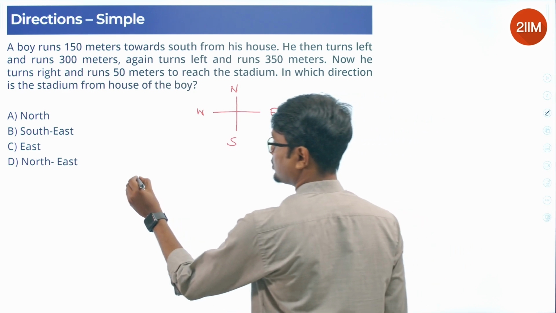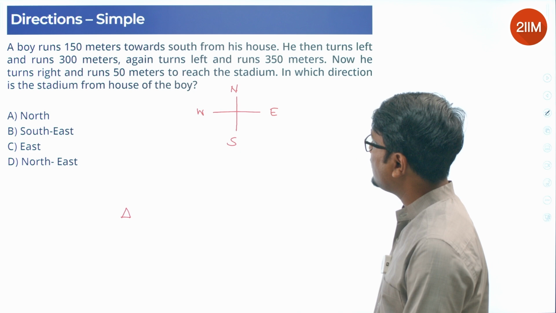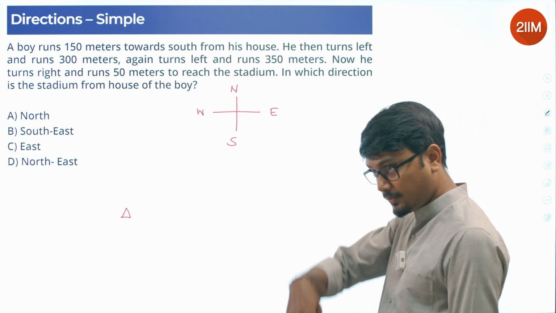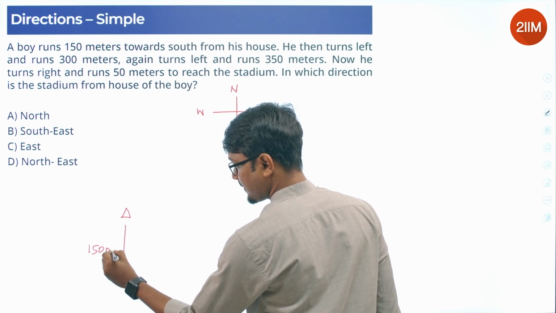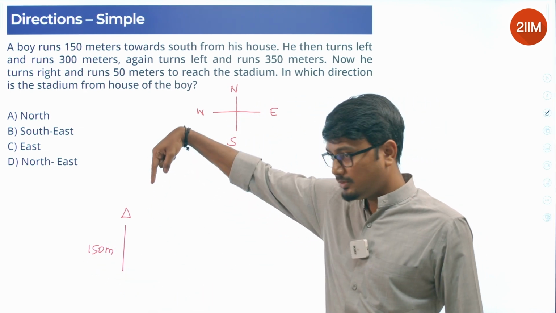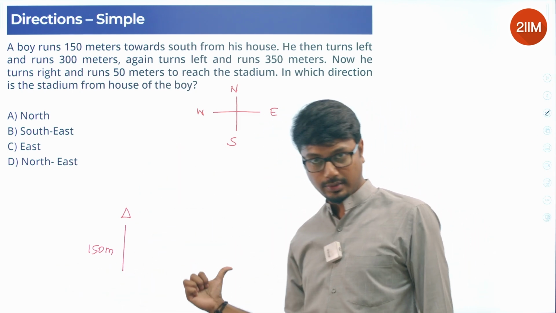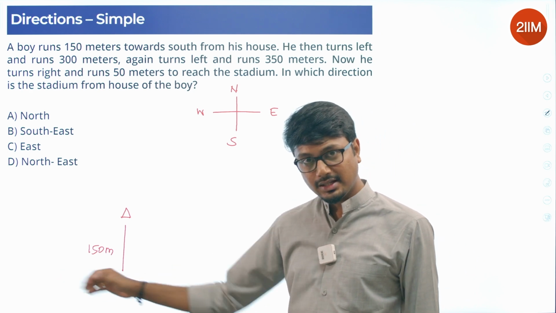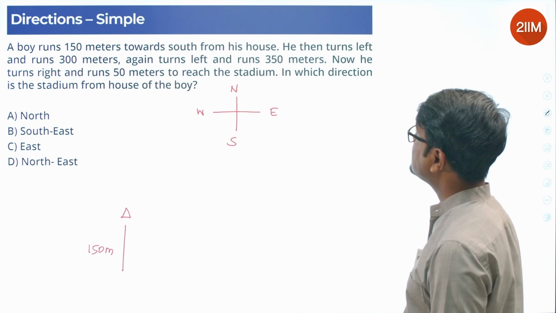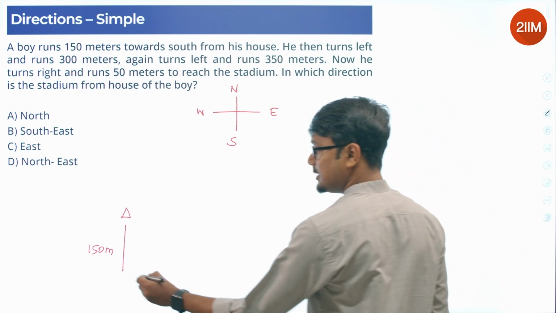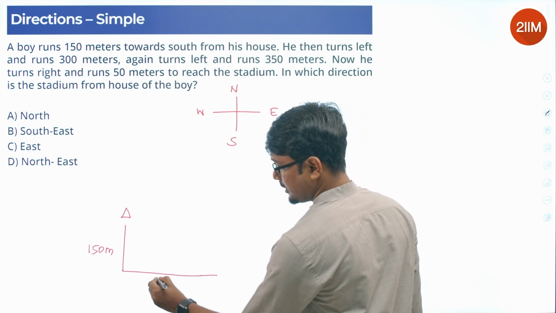Let's say the boy's house is here. That's his house. He runs 150 meters towards south. So he goes here, 150 meters. When he goes in this direction, south, right would be this way and left would be this way. Technically right would be west, left would be east. Now he turns left, towards east, and runs for 300 meters. So it should be double the value, approximately 300 meters here.